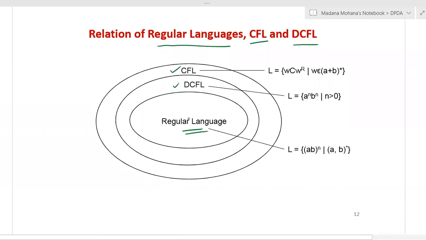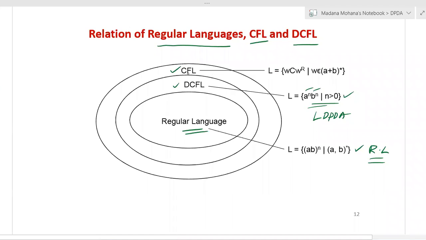Some examples are also given here. Regular language: L equal to (ab)^n such that a, b belongs to {a,b}*, which is a regular language. Then deterministic context-free language: a^n b^n such that n greater than 0. This is a deterministic context-free language. For this, we already demonstrated a DPDA. Now you can take any string from this language and verify the acceptance with this PDA. It accepts. Therefore, this language is called a deterministic context-free language.